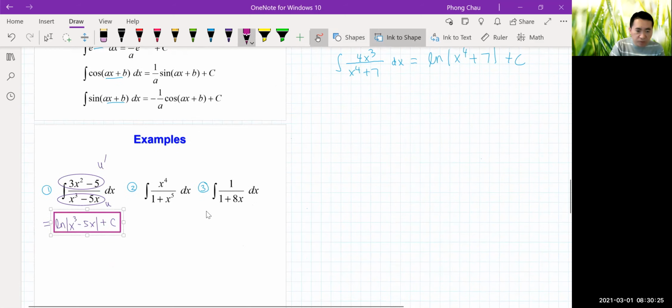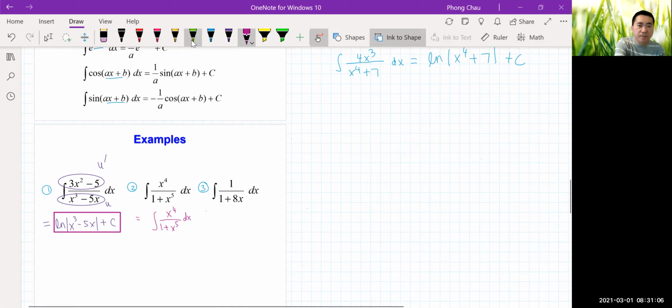If you look at number 2 here, you have x to the 4th over 1 plus x to the 5th. It's similar. I will check by looking at the denominator. What's the derivative of 1 plus x to the 5th? It's 5x to the 4th, right? The numerator has x to the 4th. What I want is 5x to the 4th on the top. That would be perfect. It would match the formula, but we don't have it.